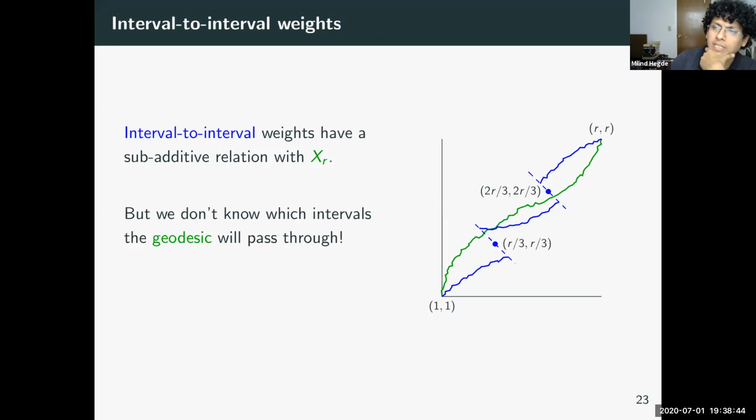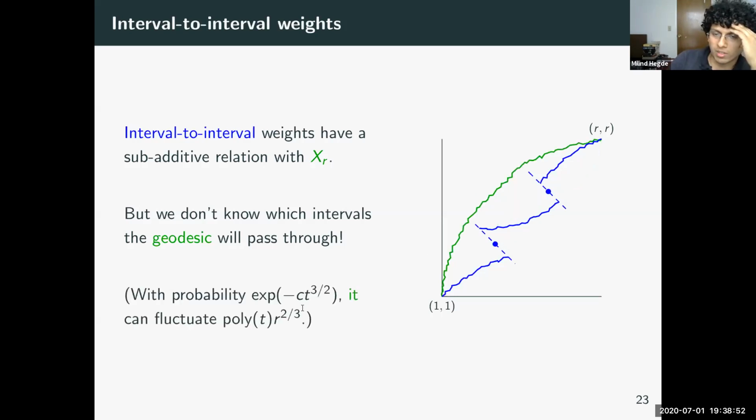But it's still not quite done because we don't know which interval the green path will pass through, the geodesic will pass through. Because for example, with the probability we're trying to consider, it can actually have quite large fluctuations and it can totally avoid these blue paths. So we have to deal with that problem.